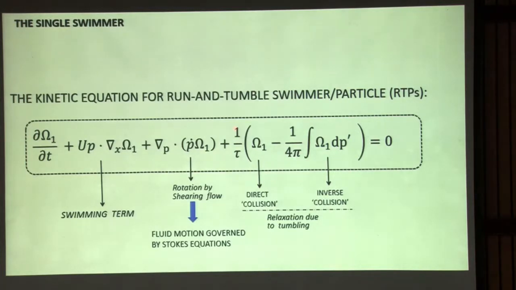And the combination causes the omega 1 to relax to isotropy in the absence of other influences on a time scale of order tau. So tau is the mean interval between tumbles. And so what I'm going to be talking about has this equation underlying everything, combined with the fluid motion induced by the Stokes equation. So these swimmers are small, so their Reynolds number is 0.